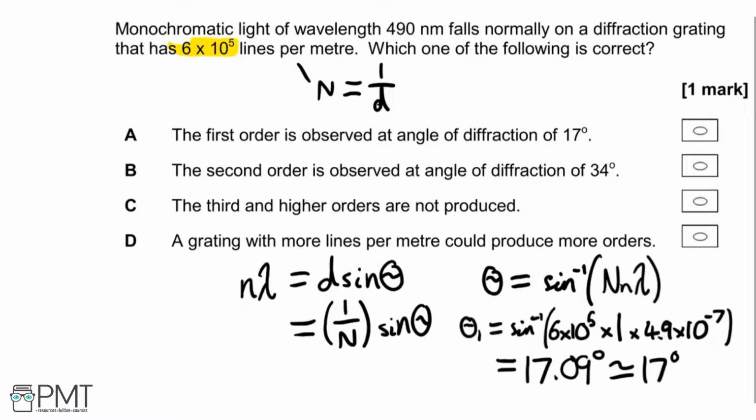So what we can see there is that by using the values that we've got, the first order is found to be 17.09 degrees, which is approximately 17 degrees. So we've proven already that answer A is correct. But let's go through anyway and just confirm that the other ones are incorrect. So the second order, let's just change the numbers around. We'll change this 1 here to be a 2 and see what angle that gives us. That gives us 36 degrees, so answer B can't be correct.